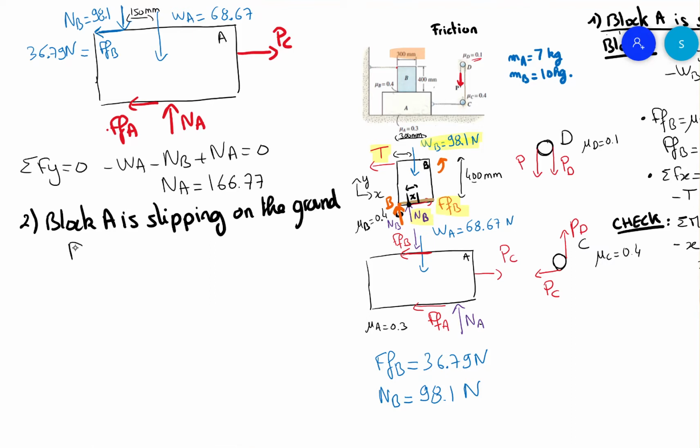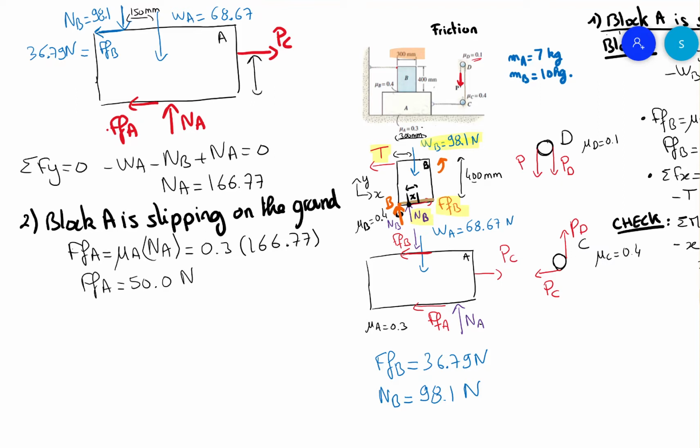So force of friction FFA is equal to mu A times NA. So it's equal to 0.3 times 167.77. Take the coefficient of friction that is below. So this is FFA. It's equal to 50.0 Newton. We don't know this dimension there, so it's hard to check if it's tipping.